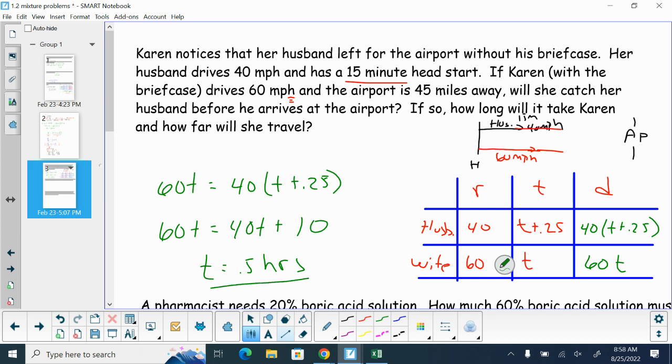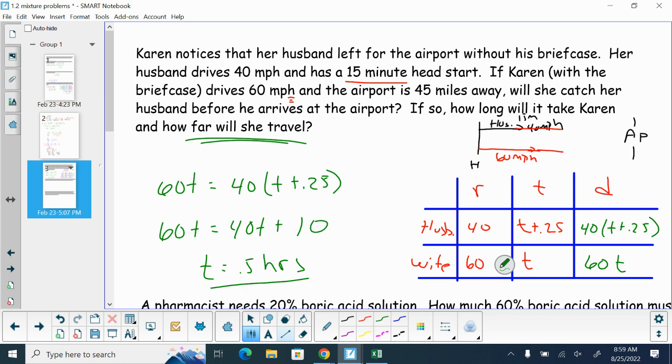Now the question is, does she catch him before the airport? So how far did she travel before she caught up to him? What's the distance that she traveled before she caught up to him? How many miles? 30 miles.